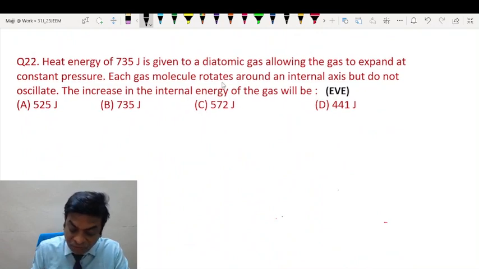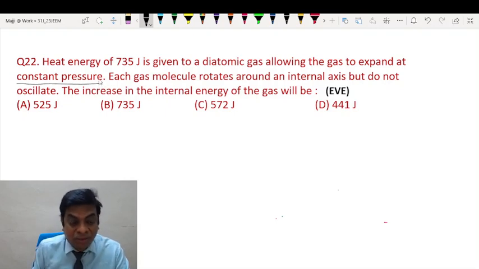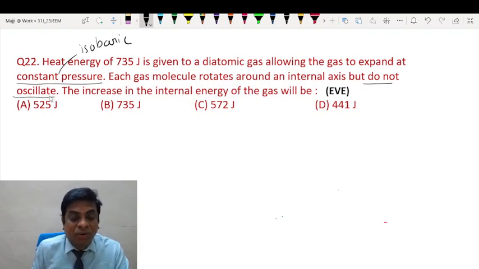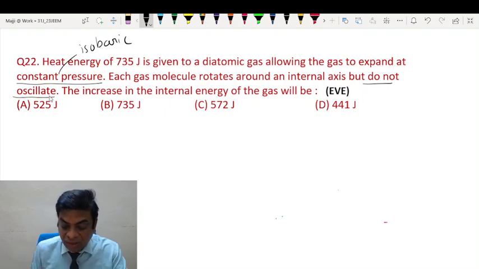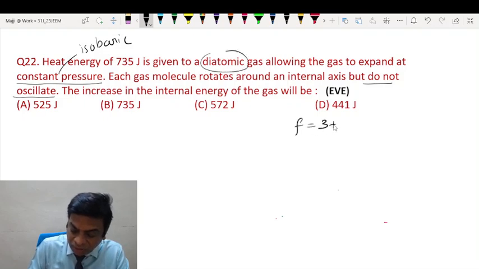Heat energy of this much is given to a diatomic gas, allowing the gas to expand at constant pressure. You can see heat is supplied at constant pressure, students. So basically, the thermodynamic process is an isobaric process that you have to understand here. Then the gas molecule rotates about an internal axis but does not oscillate. Does not oscillate means there are no degrees of freedom corresponding to vibratory motion. You have to ignore vibration. That means we have to consider only the translatory and rotatory effect. So the degrees of freedom for a diatomic gas will be 3 corresponding to translatory motion and 2 corresponding to rotatory motion.